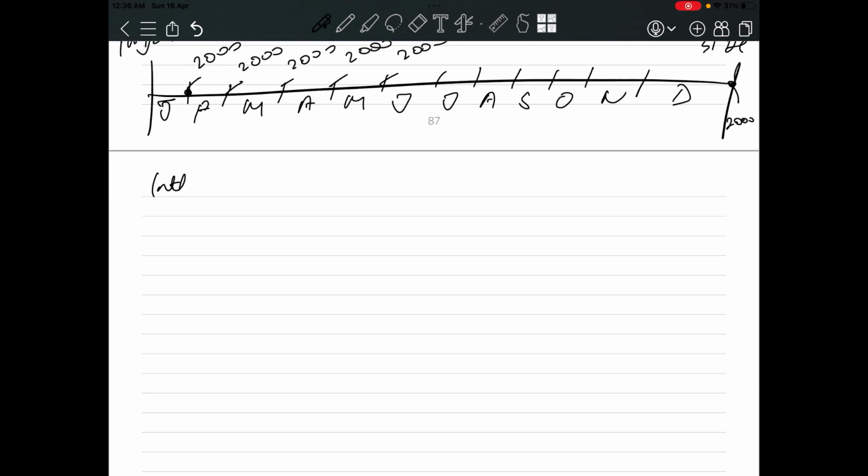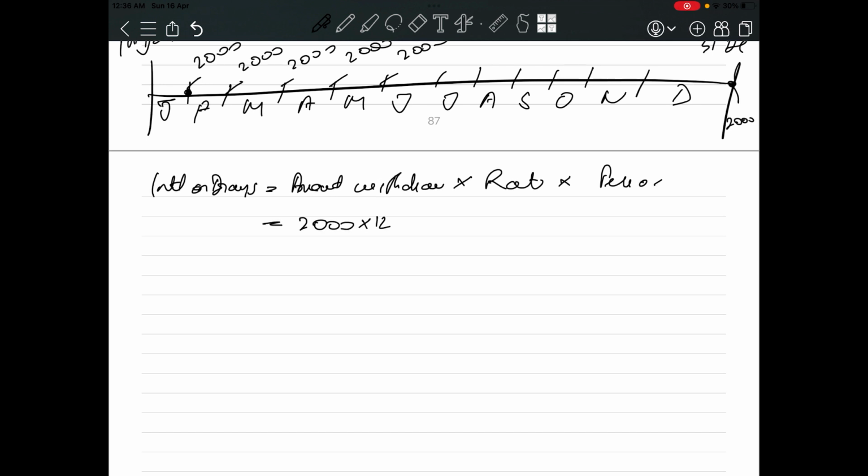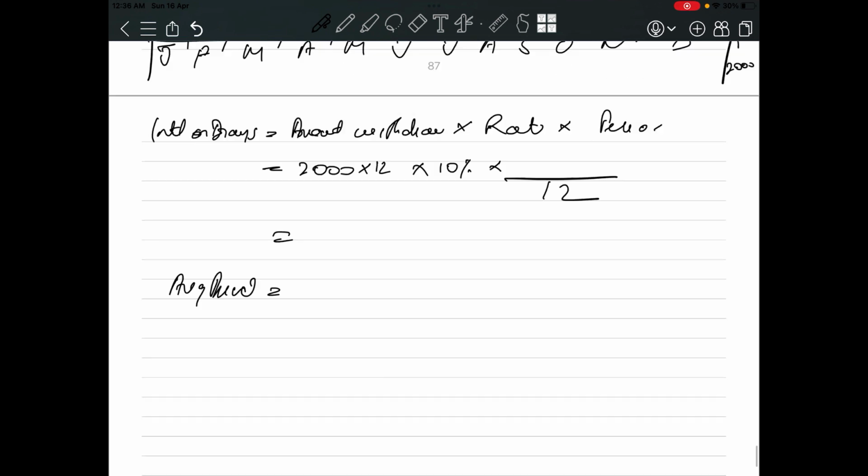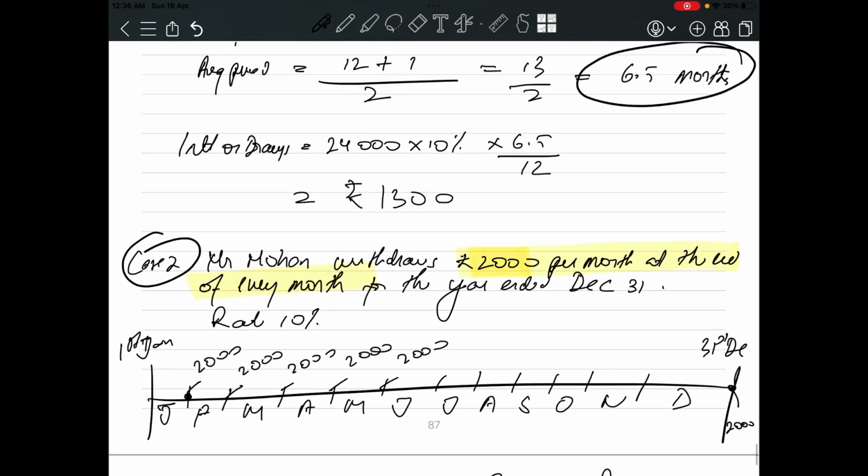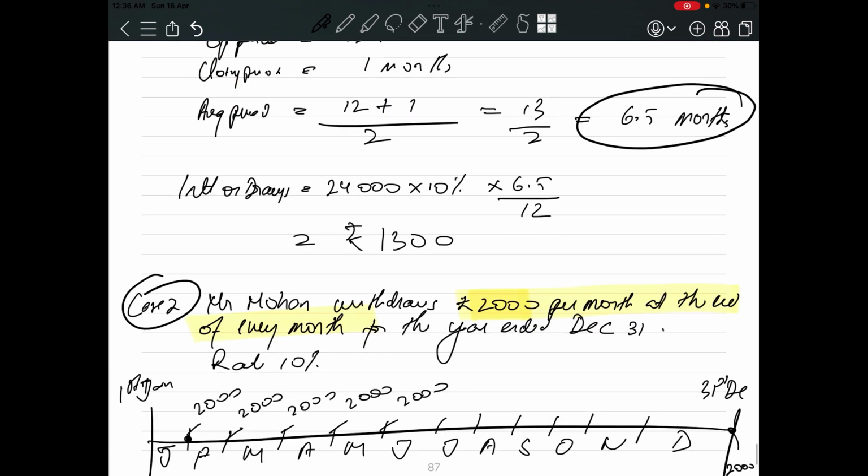In order to calculate interest on drawings, how will you calculate? Amount withdrawn into rate into period. We know that 2,000 has been withdrawn for 12 months, and the rate is 10%, but we need to find out the period. So now we'll calculate the average period. What is the opening period? Period left after the first day of drawing.